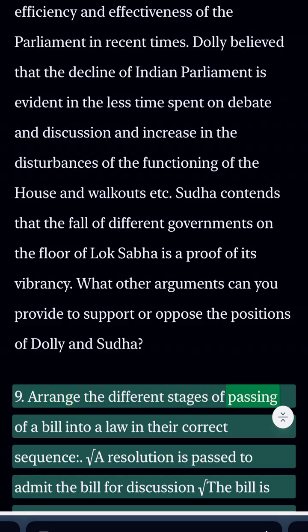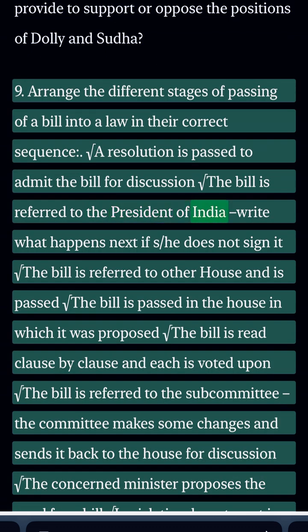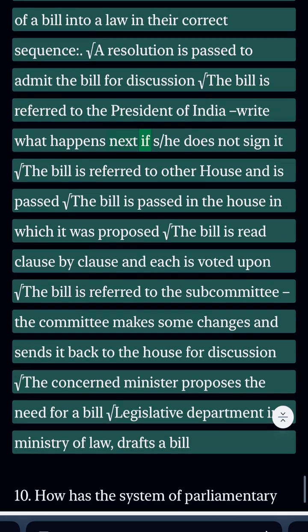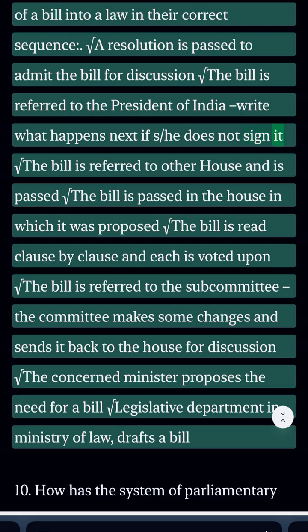9. Arrange the different stages of passing of a bill into a law in their correct sequence. A resolution is passed to admit the bill for discussion. The bill is referred to the President of India. Write what happens next if he does not sign it. The bill is referred to other House and is passed. The bill is passed in the House in which it was proposed. The bill is read clause by clause, and each is voted upon.